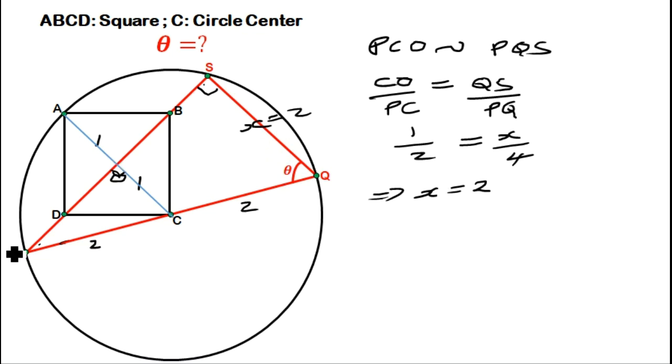Now from here you can see triangle PQS is a right angle triangle, and in this right angle triangle we know P to Q is the longest side, meaning it is the hypotenuse, and S to Q is the adjacent when you are dealing with angle theta. So what does it mean here? We know the size of the adjacent, which is 2, and we know the size of the hypotenuse, which is 2 plus 2, that is 4.